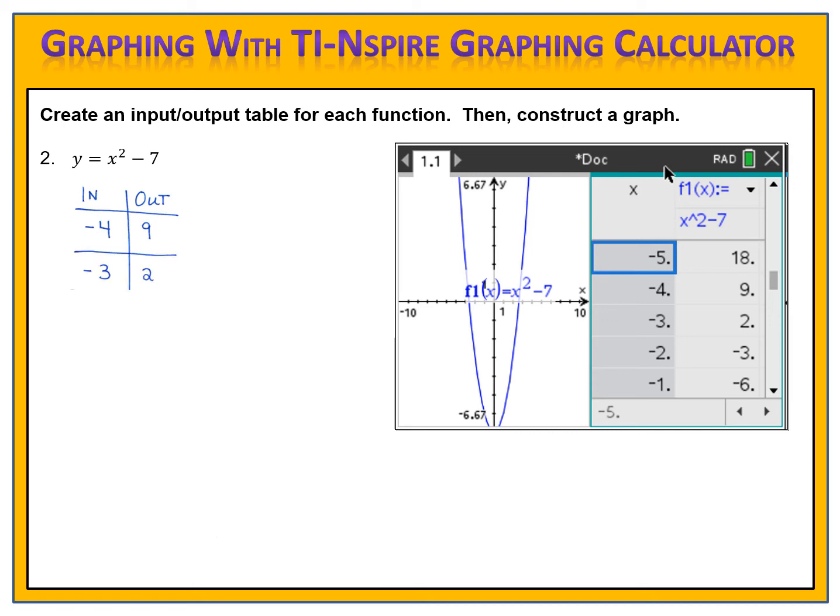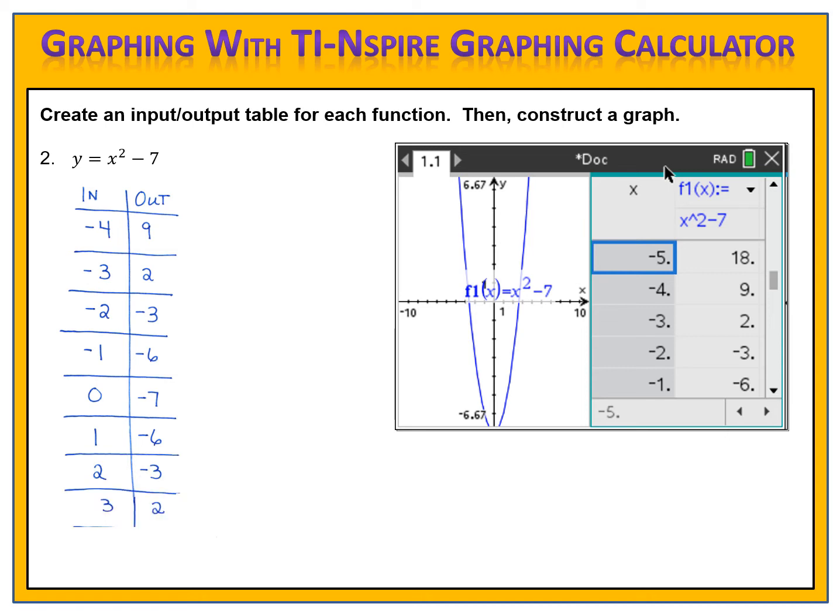Then -3, 2. And then -2, -3. And then -1, -6. And then 0, -7. And then 1, -6. 2, -3. 3, 2. 4, 9. And then the numbers become too large again to fit on my graph. Now I'd like for you to please take a moment and write the ordered pair, input, output, for each of these. Please pause the video here.